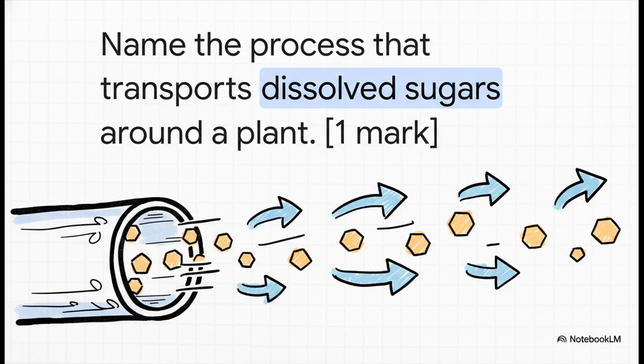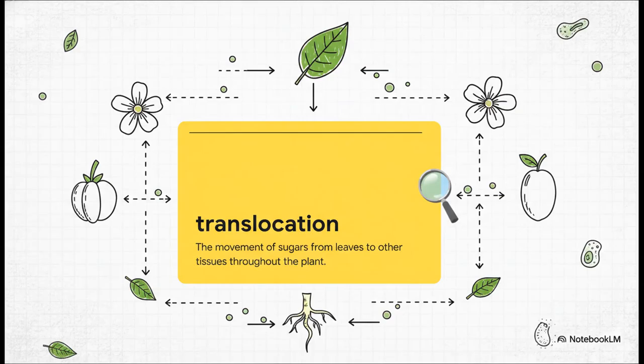Okay, next up, we're moving from the xylem over to the phloem. The question wants the name of the process that moves all those sugars around. And the magic word here is translocation.